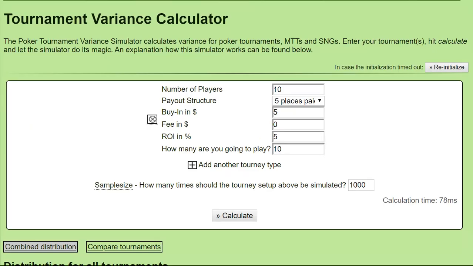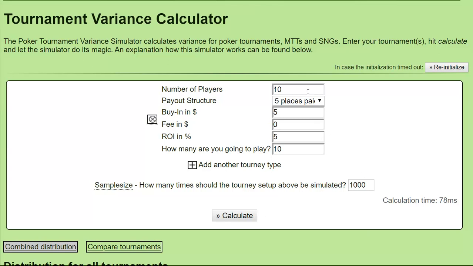So we have this tool up now. Again, the URL is probably not showing up inside of the screen region, but this is just the PrimeDope Tournament Variance Calculator at primedope.com. They also have versions for cash games and other cool tools, so definitely check them out.